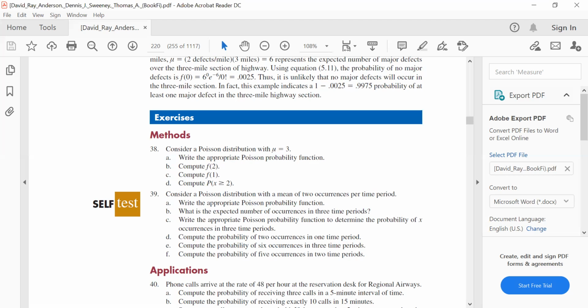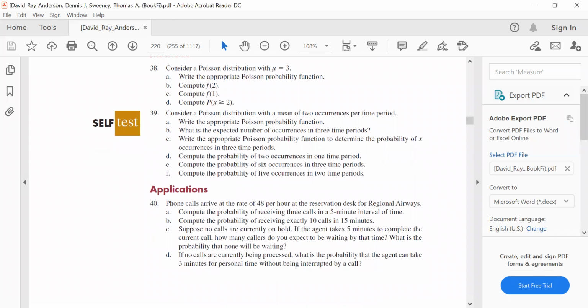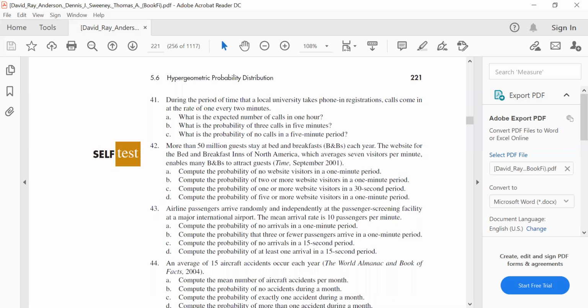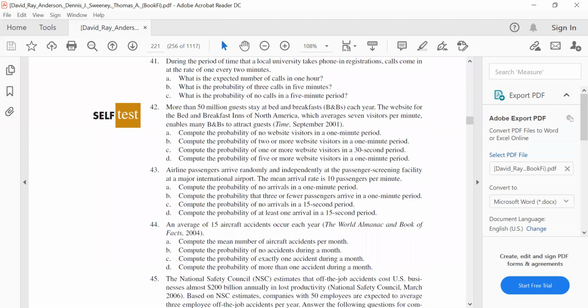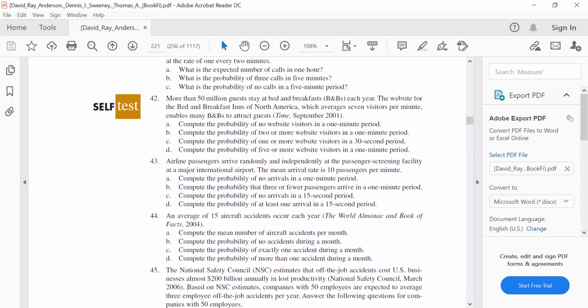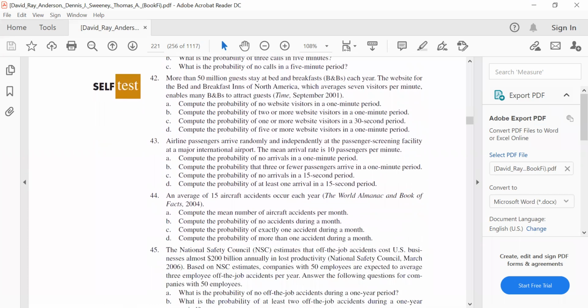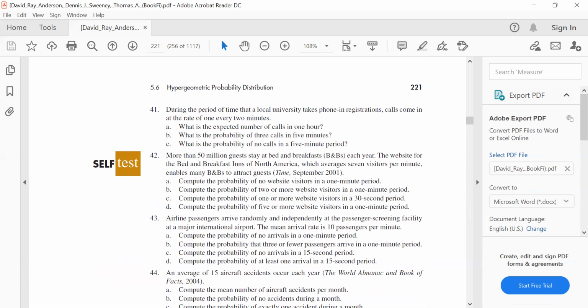Okay, so this is question number 39. Questions number 40, 41, 42, 43, 44, 45 are on the same lines. You can practice them by yourself. If you find any problem, then we can discuss it in the class.